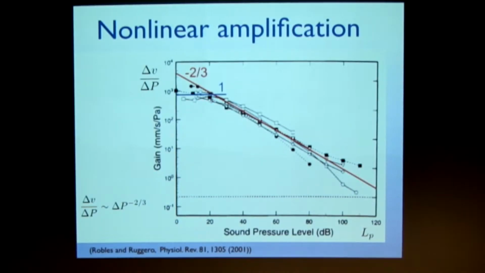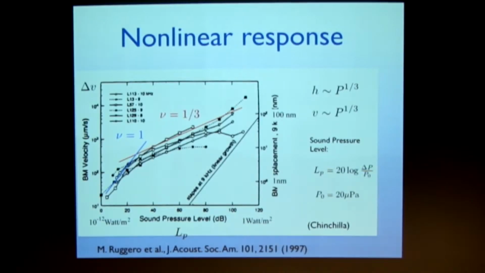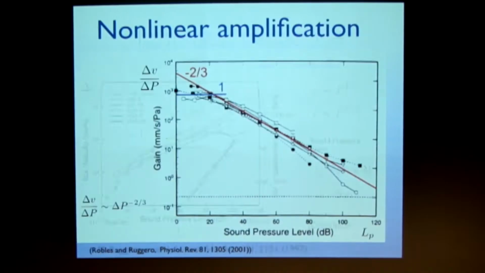One can see for very weak stimuli there's a linear response, which we also see in this data here. And then there's a crossover to this nonlinear behavior, which goes over many orders of magnitude. And at high pressures, the system reaches the same behavior as the linear response when it is not at this resonant condition.